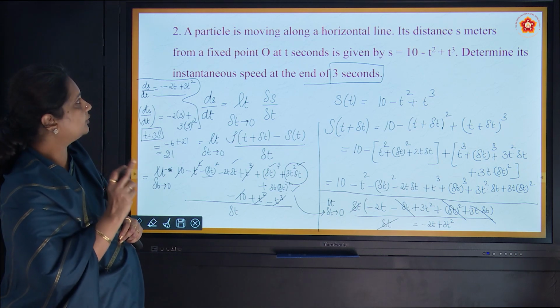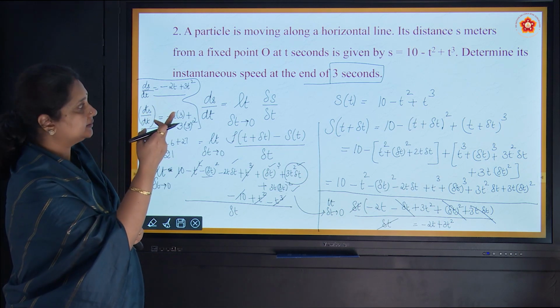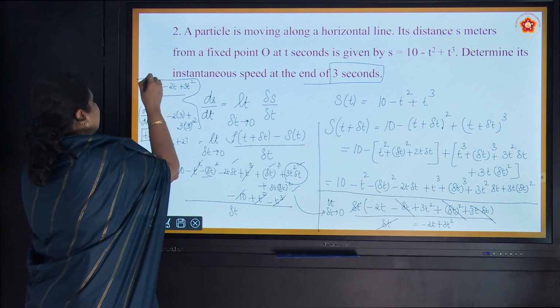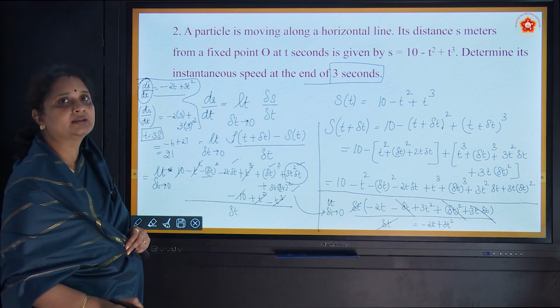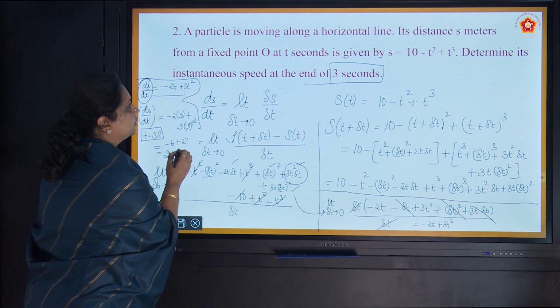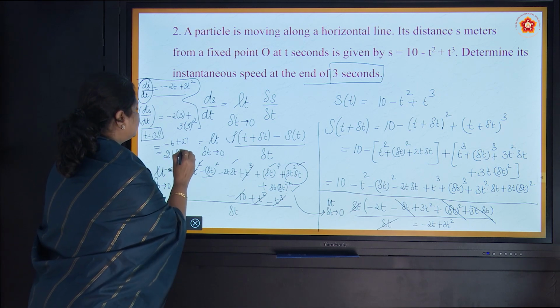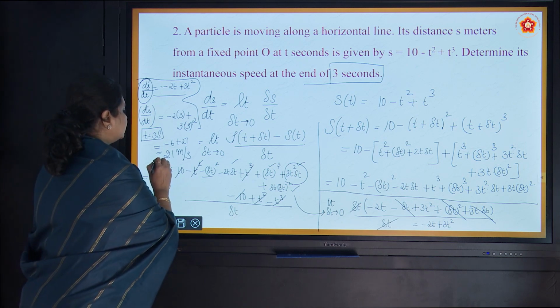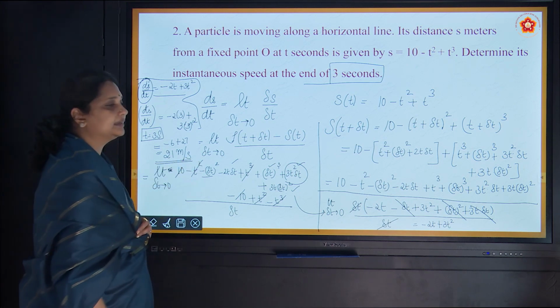What is my unit here? Is the unit of distance given? Yes, it is meters. And the unit of time is seconds. So we are dealing with ds by dt, that is your speed, that is nothing but distance by time. And your unit is going to be meters per second. So our answer is 21 meters per second.